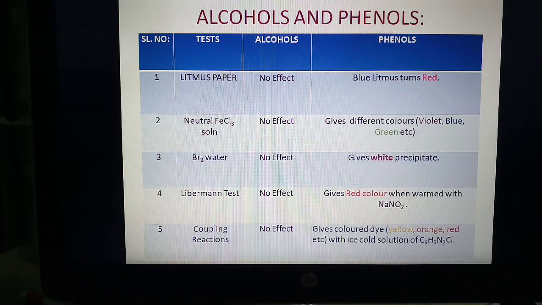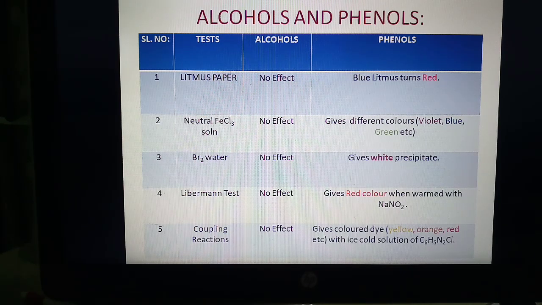Neutral ferric chloride solution has no effect on alcohols, but phenol gives different colors, sometimes violet, blue, green, etc. These colors differ because we take different kinds of phenols and their derivatives like cresol, resorcinol, catechol. They are all derivatives of phenol, and the different derivatives show different colors with neutral ferric chloride solution.